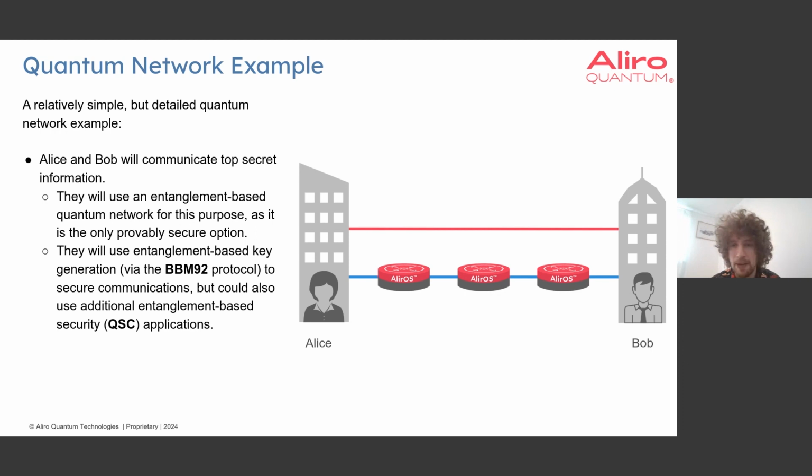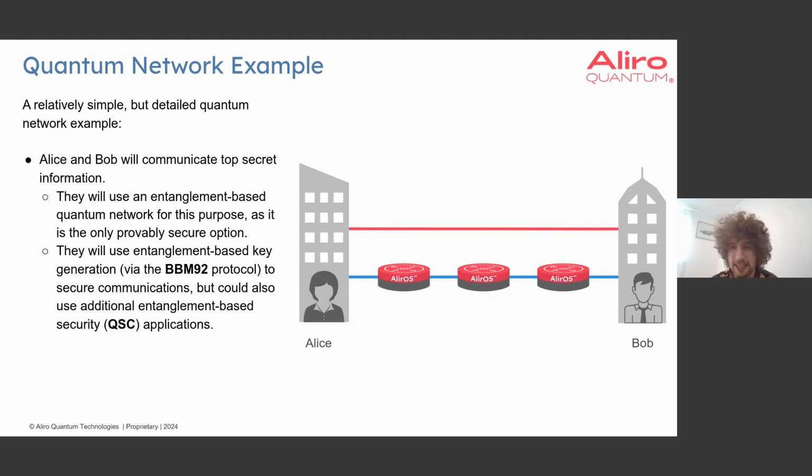To explore quantum networks, we will start by working through a detailed example of a quantum network. In this example, we have two parties, Alice and Bob, who need to communicate top secret information. There are many types of information that need to remain secure, such as information related to defense and military, intellectual property, financial information, medical information, etc. Keeping information secure can be a matter of personal, organizational, and even national security.